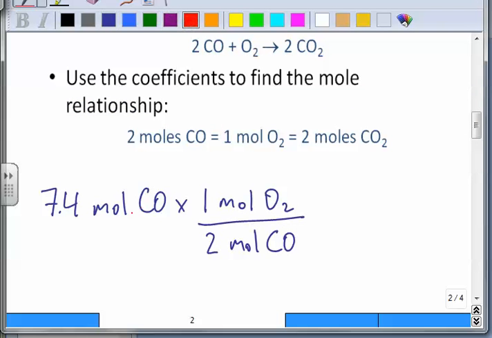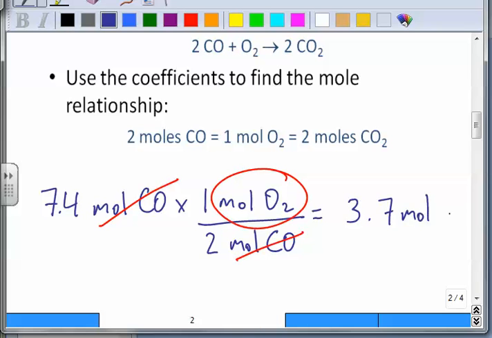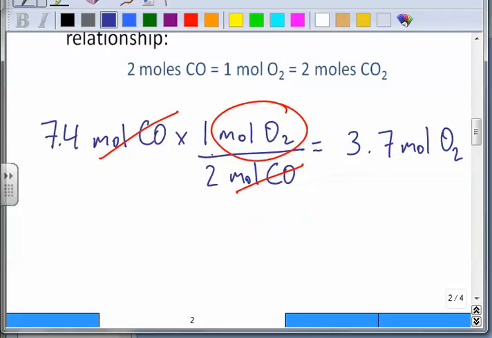Okay, and when we do this, we see that our moles of CO cancel, and we're left with what we want, moles of oxygen. So we're going to take 7.4 and we're going to divide it by 2. So it tells us we need to react 3.7 moles of oxygen to completely combust this 7.4 moles of carbon monoxide.